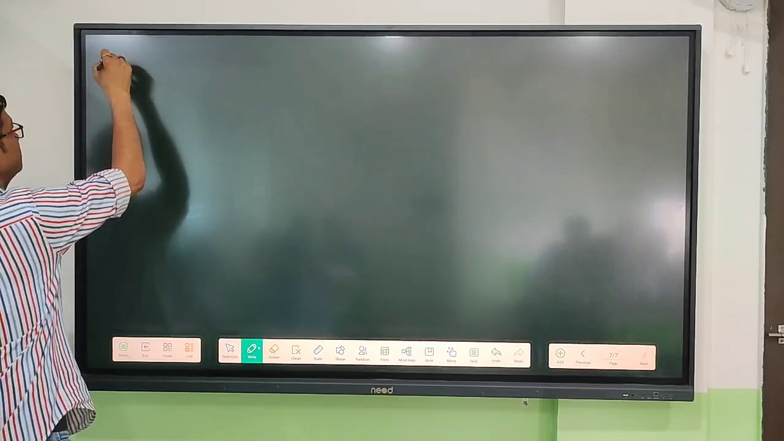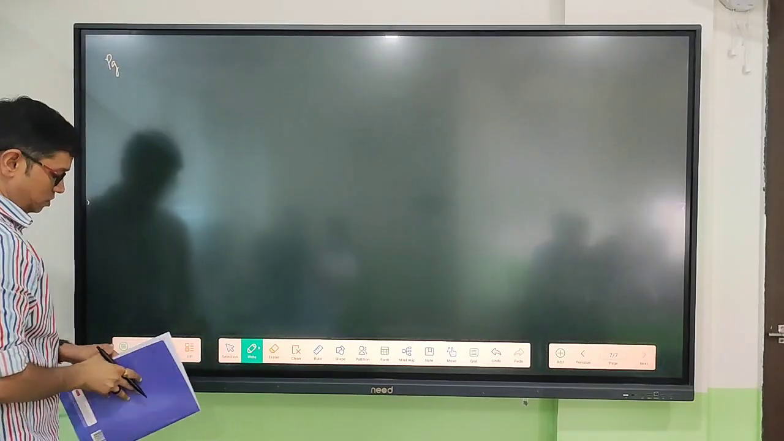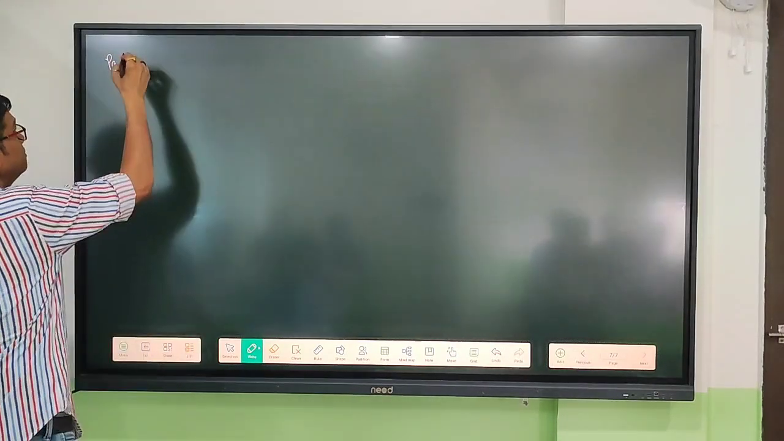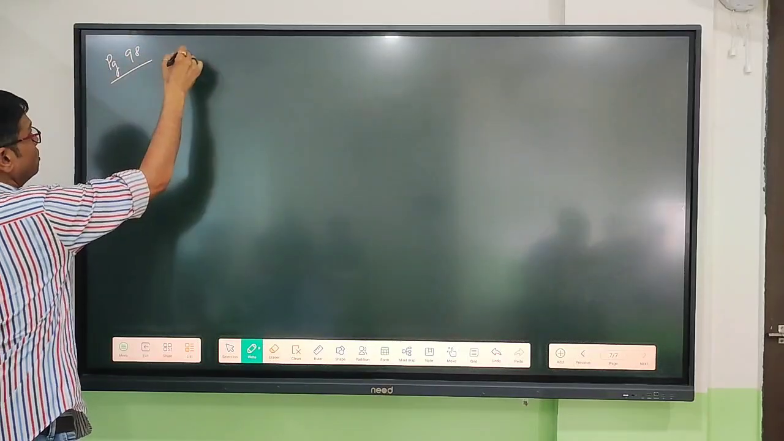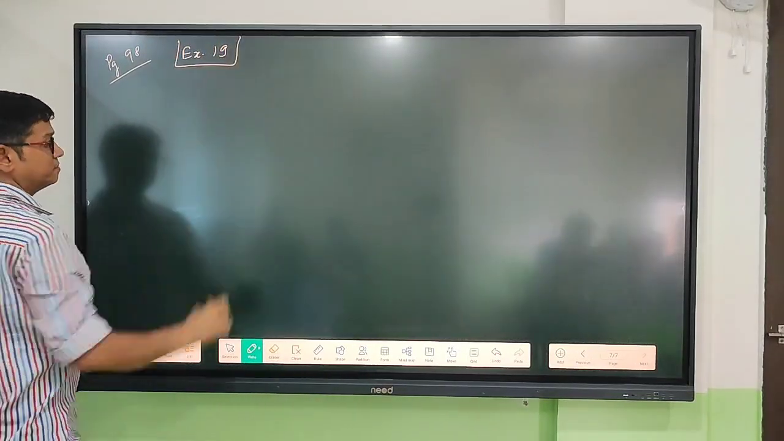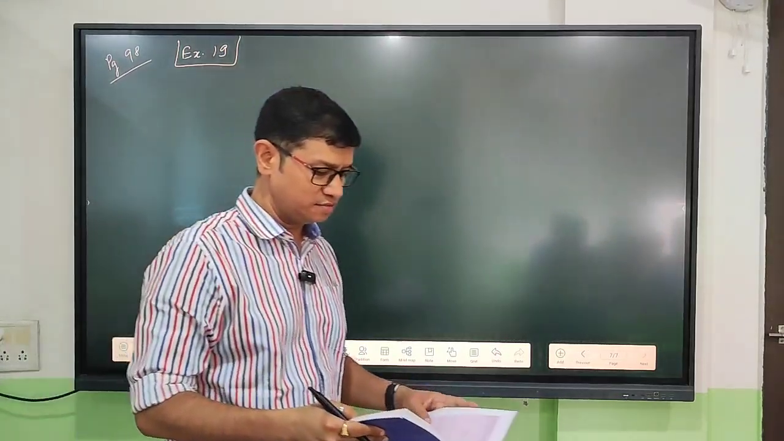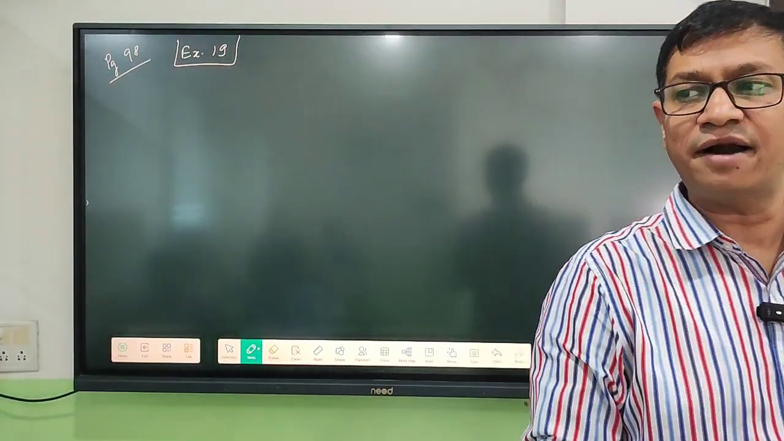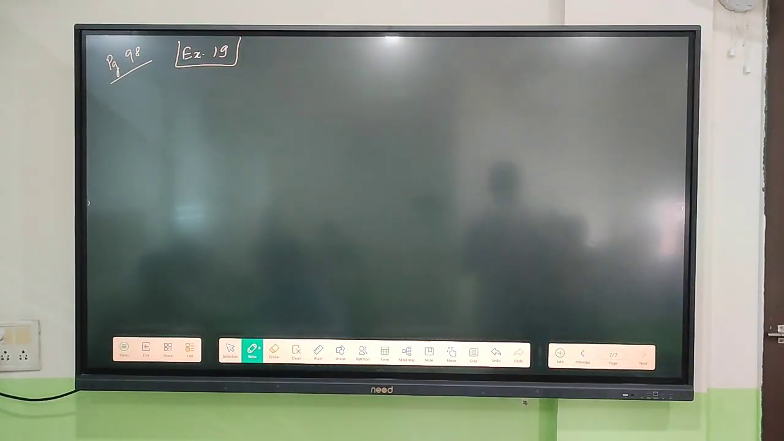So again, page 98, Example 9. What is the doubt, Aditya? You guys read and try to solve this problem on your own. Question 19. Value e cos theta is around about tan theta 4 by 3.